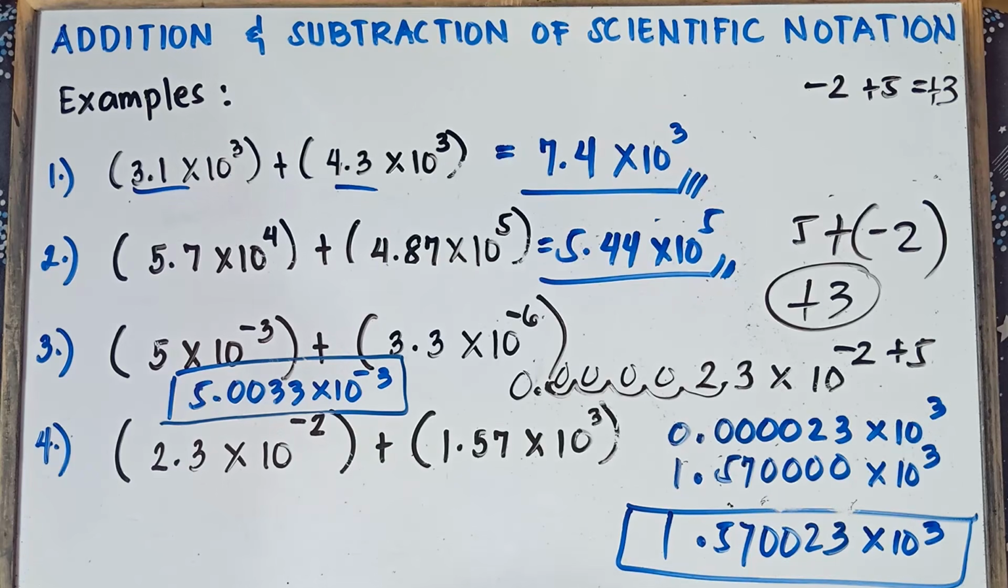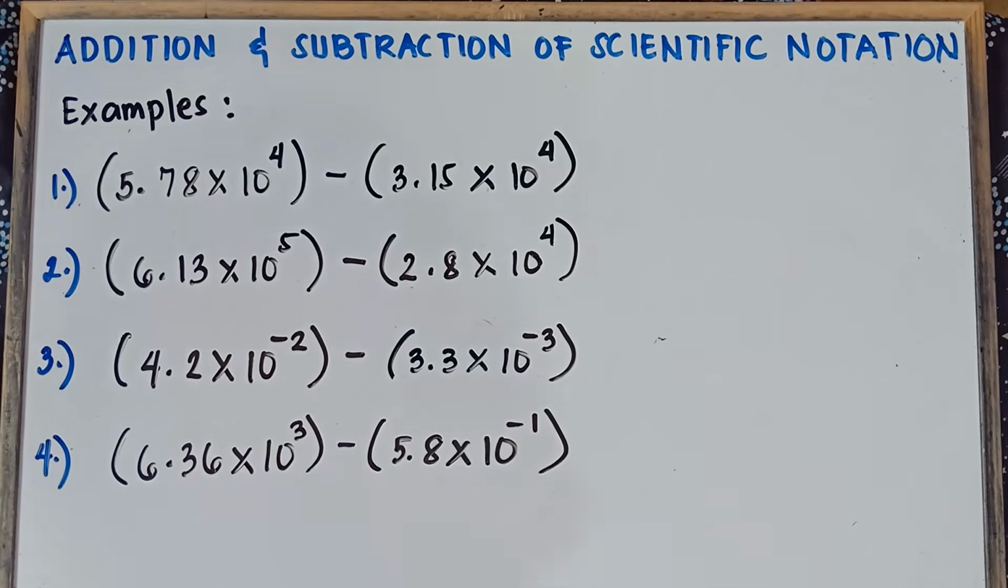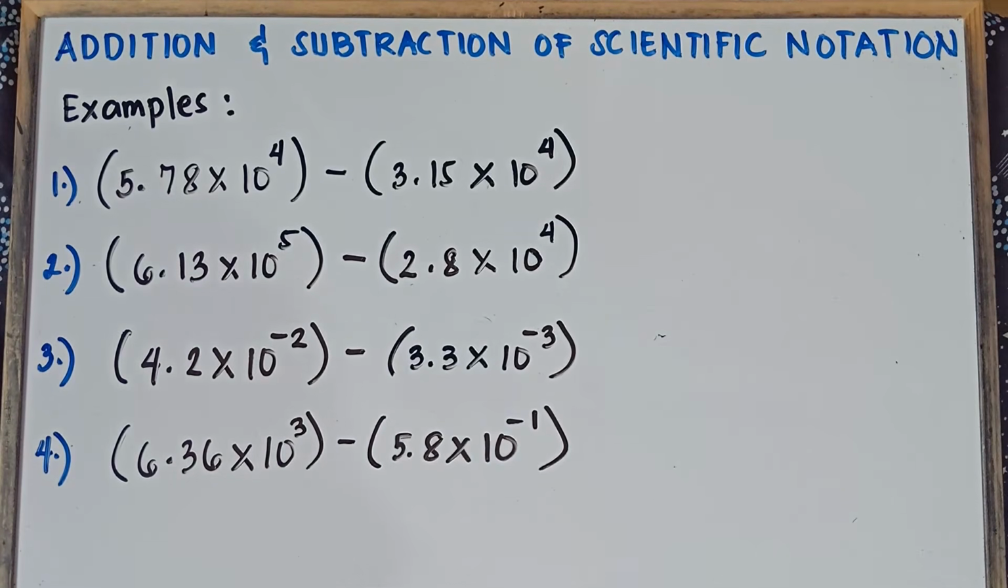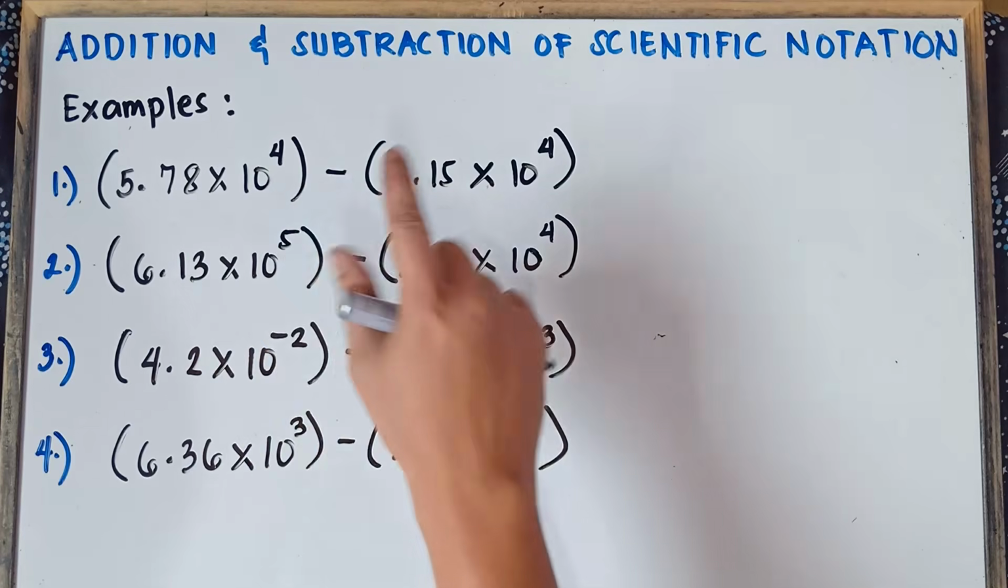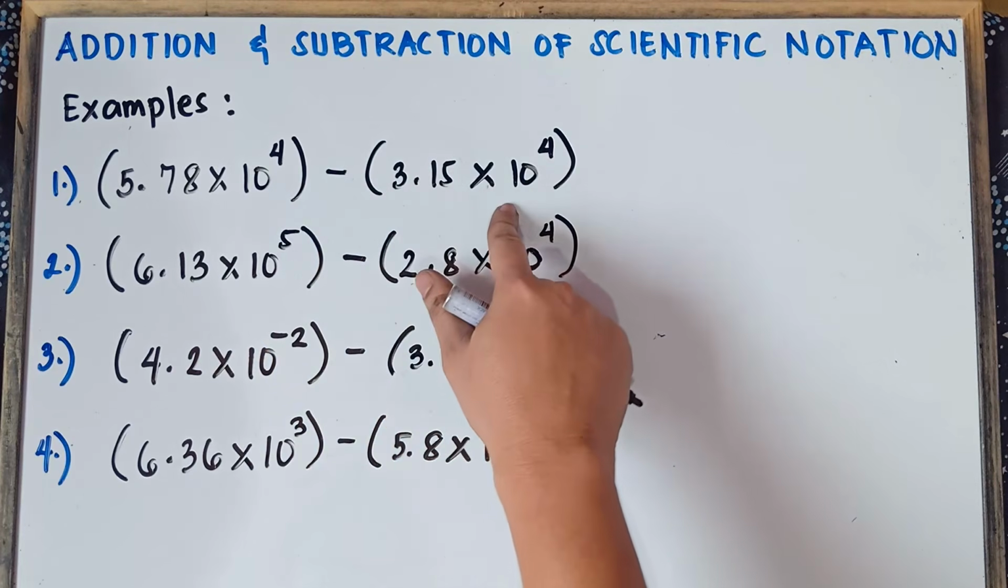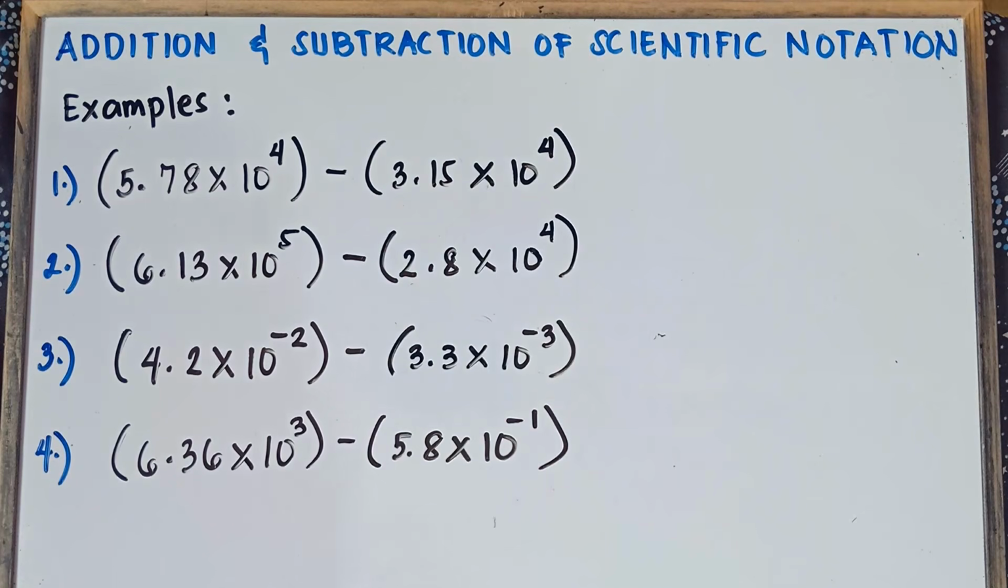Alright, so let's proceed now in subtracting scientific notation. Let's have 4 examples, class, in subtraction of scientific notation. Alright, so let's proceed now to example number 1. We are given 5.78 times 10 raised to the power of 4 minus 3.15 times 10 raised to the power of 4. Do they have the same exponent? Yep, the same exponent. So therefore, we can just simply subtract the following numbers.